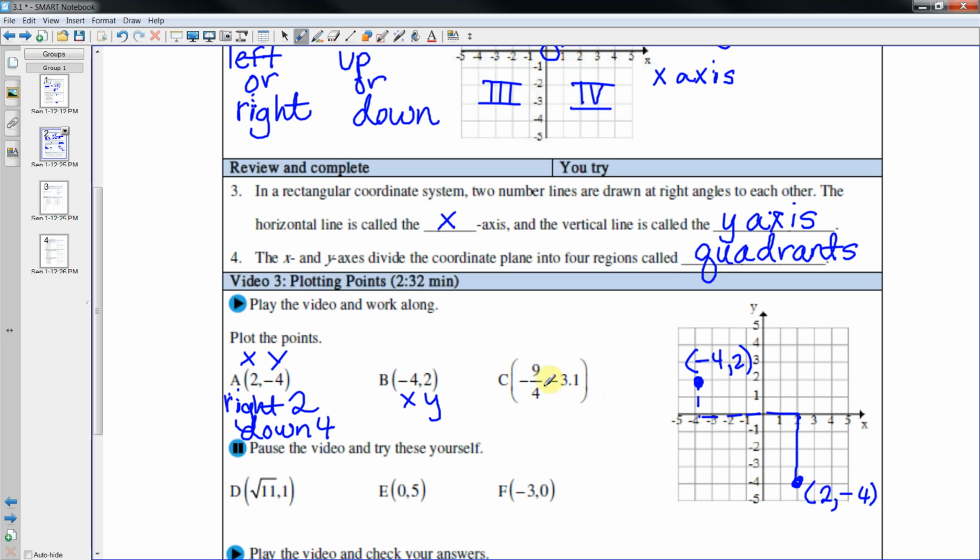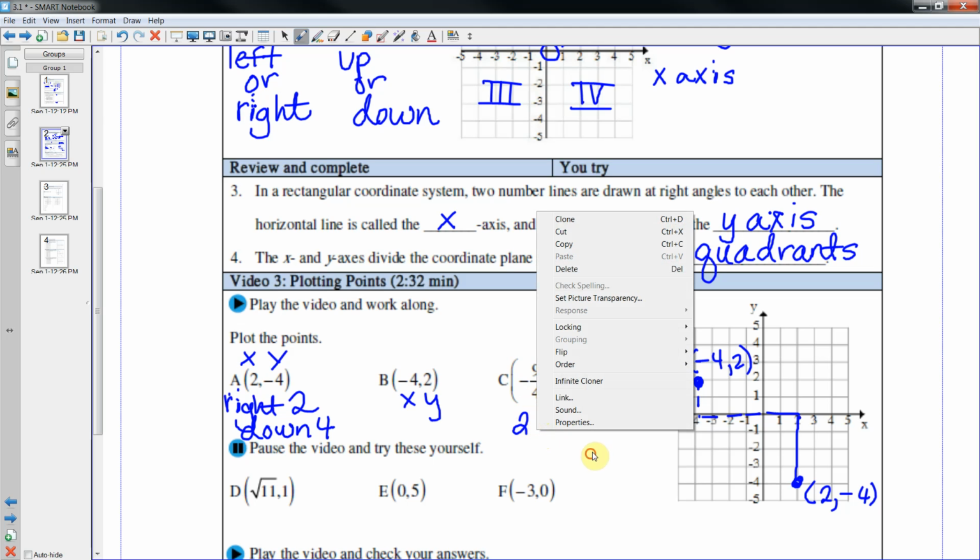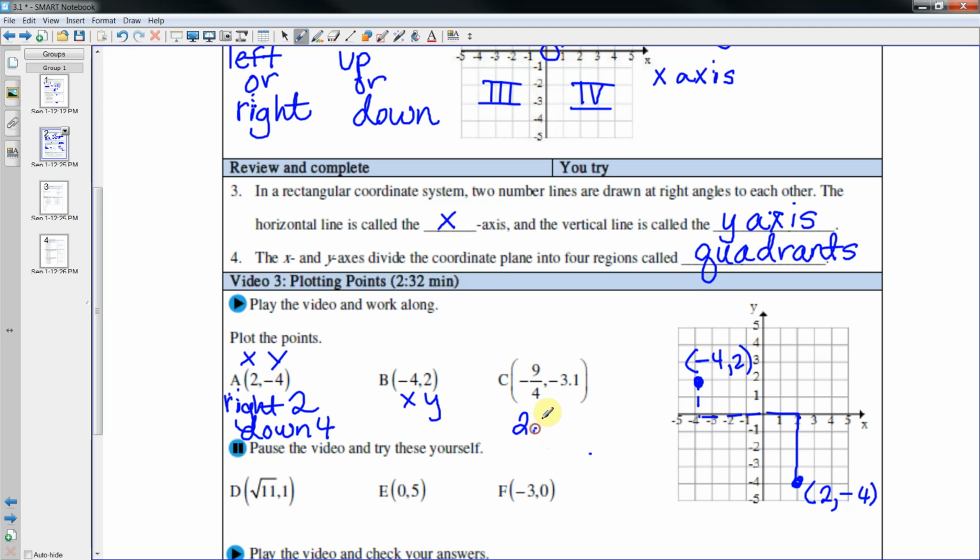So the first thing I'm going to do is change this fraction to a decimal, because I'd rather graph decimals than fractions. 4 goes into 9 2 times with 1 left over, so that's 2 1/4, which would be 2.25. Now you could divide that out on a calculator and you get your 2.25.